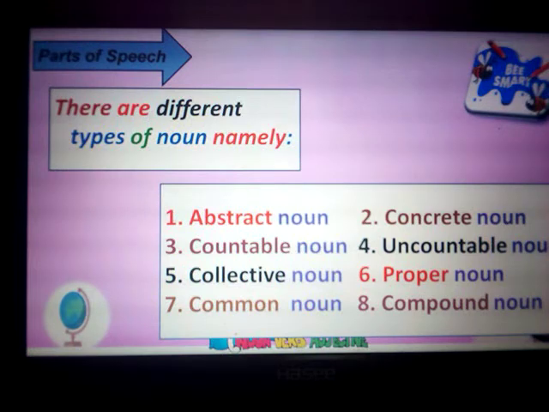Now, there are different types of noun, namely, we have abstract noun, concrete noun, countable noun, uncountable noun, collective noun, proper noun, common noun, and then we have compound noun.